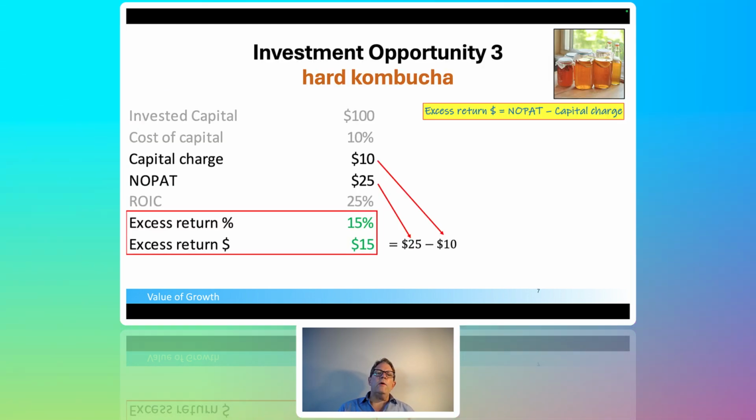All right. So we established in the investment opportunities, this was investment opportunity 3, hard kombucha, and I showed that if you take your capital charge, which was $10 million in every example, and subtract that from your NOPAT, you're left with excess return in dollars. And it's that excess return either in terms of return or dollars that attracts competition. I'm going to use this insight to think about valuation.